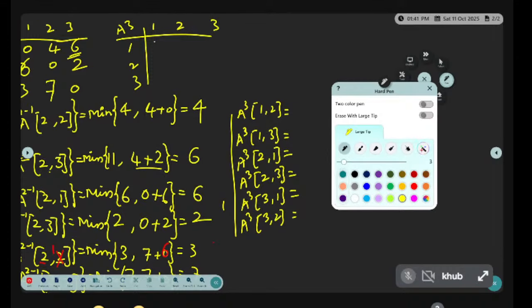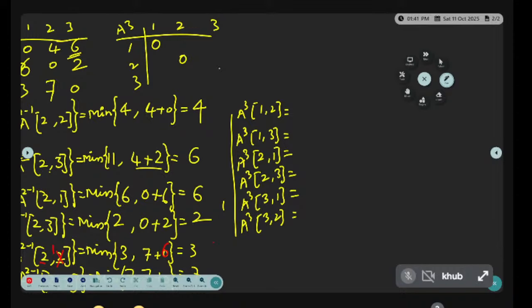Now this is 0, this value is 0, this value is 0. One by one. A power 3 of 1 comma 2. What is the value here? 1 comma 2 value?